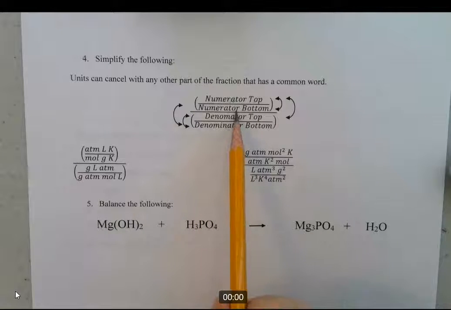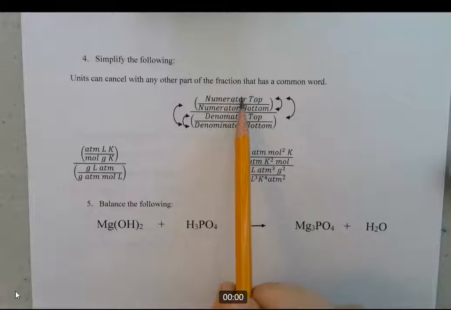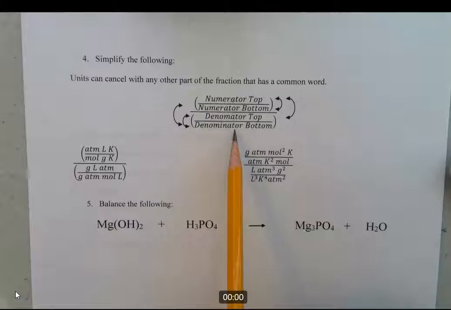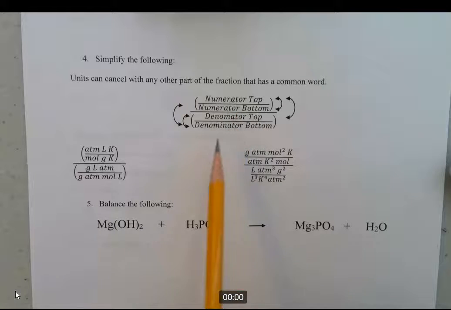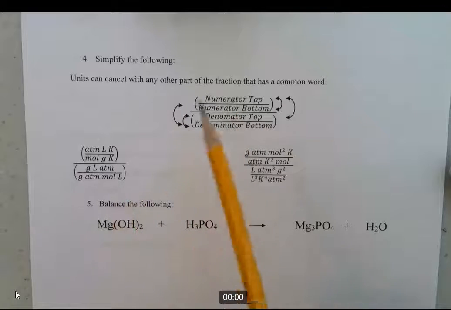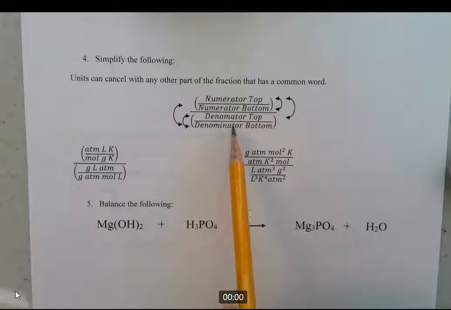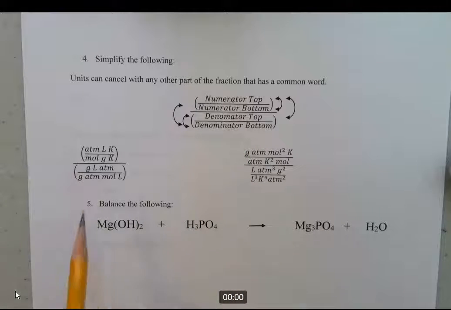How about numerator bottom? That'll cancel with numerator top or with denominator bottom. As long as there's one word in common, you can cancel. How about denominator top? That could cancel with numerator top or with denominator bottom. And finally, denominator bottom can cancel with denominator top or numerator bottom. Okay, so let's go ahead and do this. You're never going to get one this complicated, but this is just a nice little exercise to practice on.